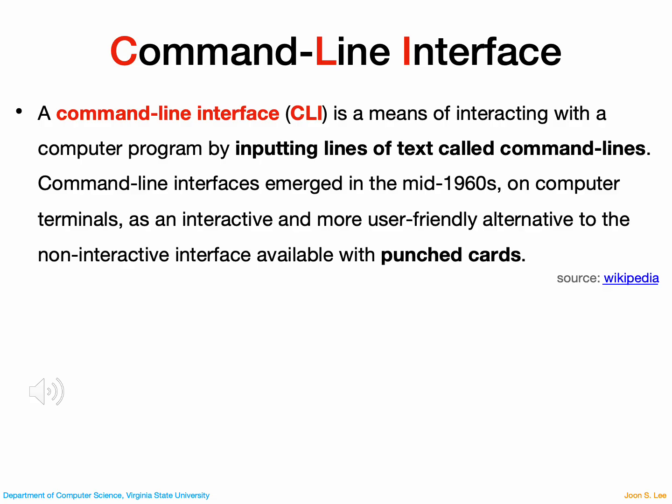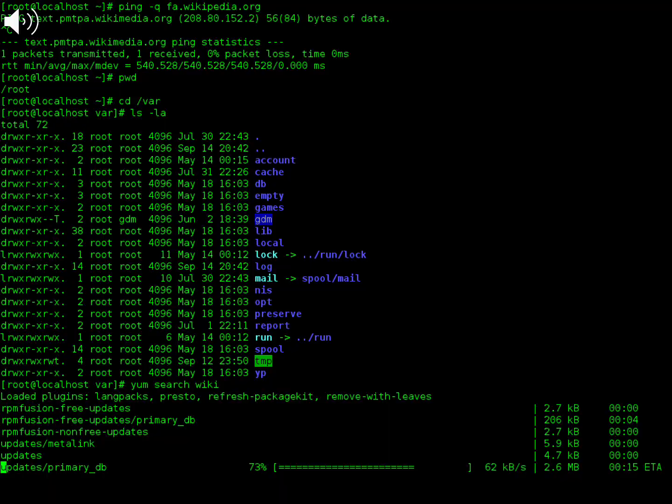Why do people still use it? Because it's fast, precise, and easy to automate. For example, you can list files with DIR on Windows or LS on Mac and Linux. You move around with CD, and you can make a new folder with MKDIR. It might look plain compared to clicking around in a GUI, but don't let that fool you. The CLI is still one of the most powerful tools out there. And honestly, if you're planning to become a software engineer, it's something you really have to know.